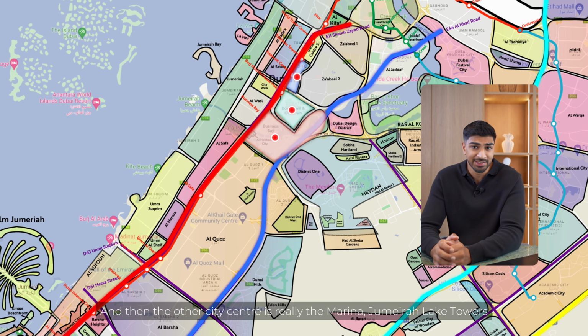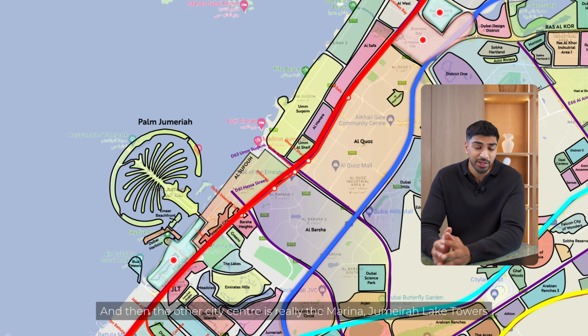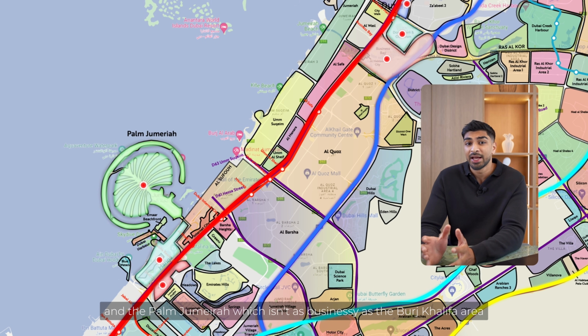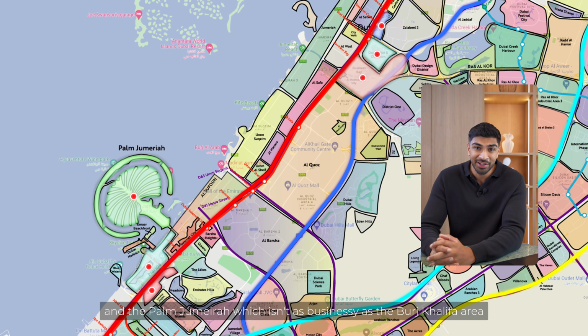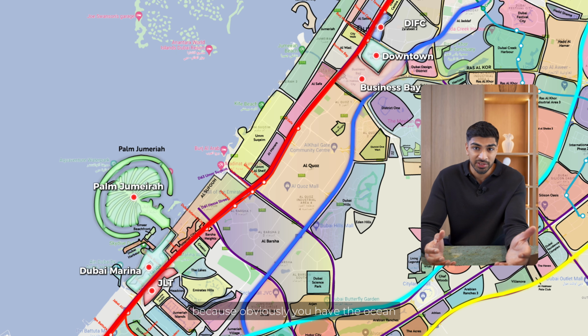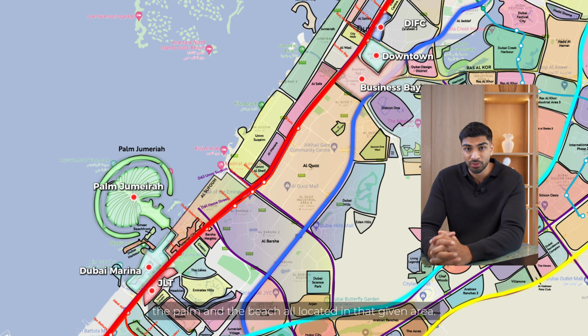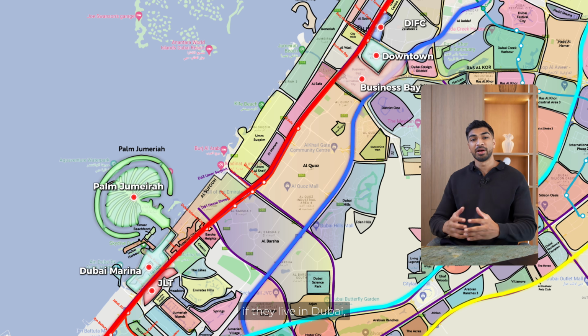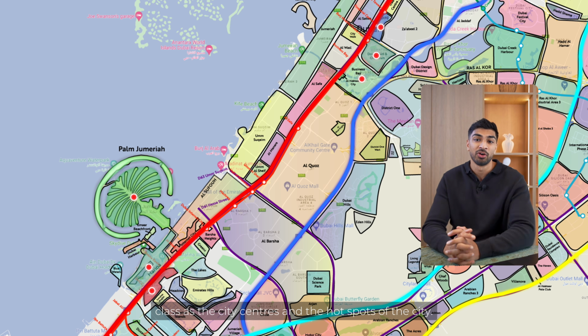And then the other city centre is really the Marina, Jumeirah Lake Towers and the Palm Jumeirah, which isn't as businessy as the Burj Khalifa area, but is where a lot more holiday goers tend to come because obviously you have the ocean, the palm and the beach all located in that given area. As you'll probably notice, these areas are both on Sheikh Zayed Road, so obviously are very central as I've mentioned, but this is what people, if they live in Dubai, class as the city centres and the hotspots of the city.